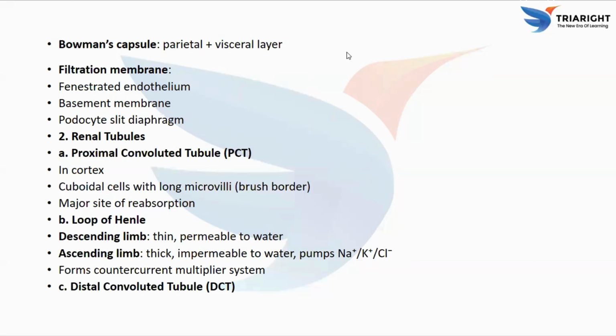So next is the filtration membrane. This is a three-layer barrier that filters blood to form the urine. So what is the three-layer barrier? Fenestrated endothelium, basement membrane, and podocyte slit diaphragm. What is fenestrated endothelium? These are capillaries with small pores. They allow water and small molecules to pass through. They also block blood cells and even large proteins.